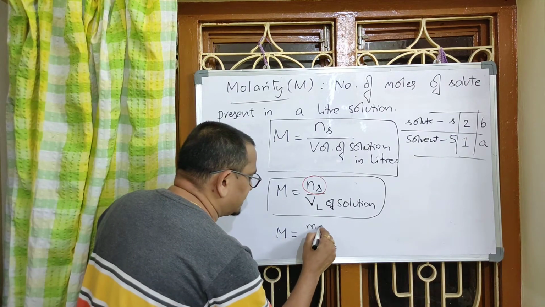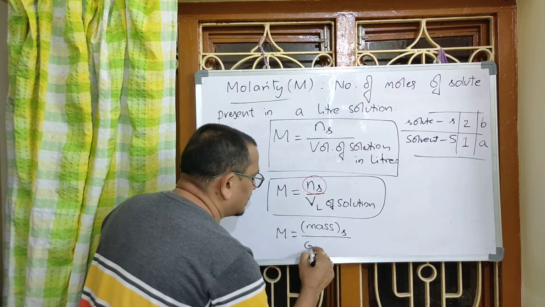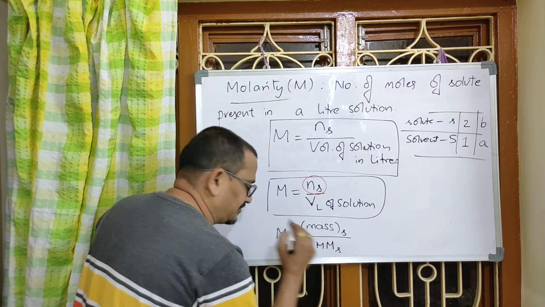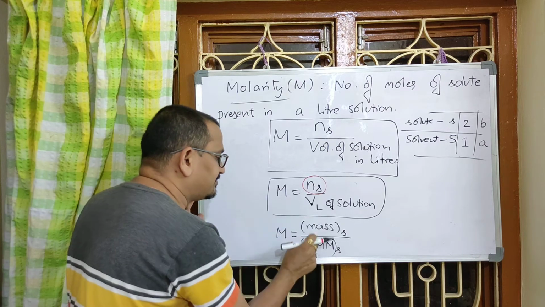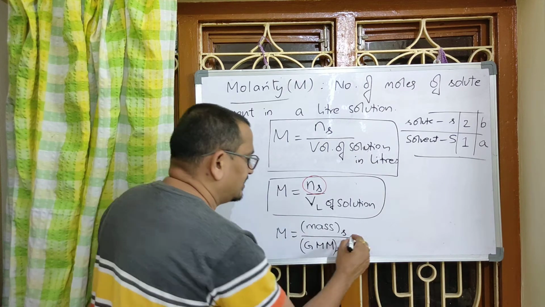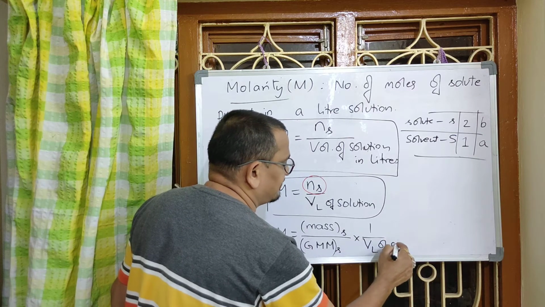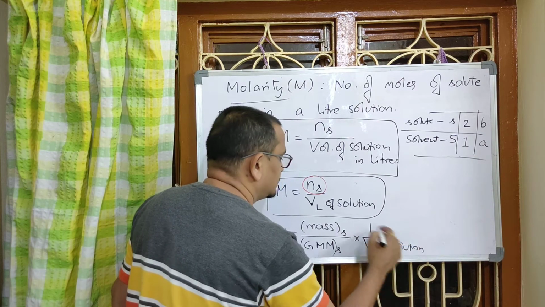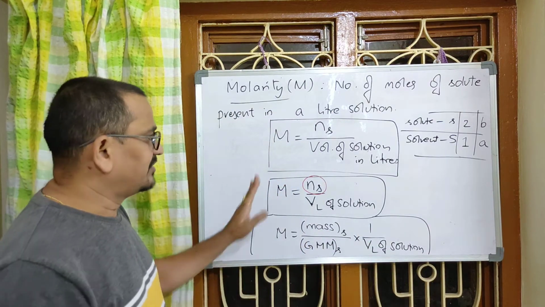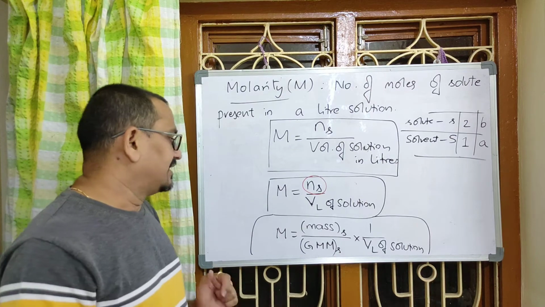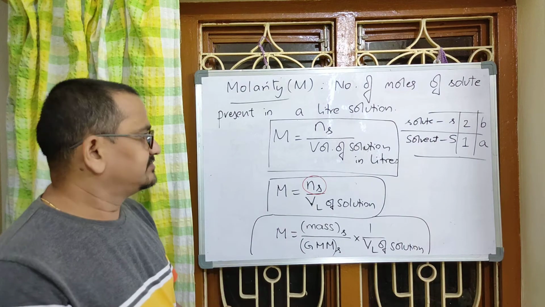So, it is nothing but mass of solute over gram molecular mass of solute. Number of moles means mass by gram molecular mass into 1 by volume of solution in liters, V liters of solution. So, this is the formula after expansion. You have to remember all these mathematical terms. Now, on these relations, numericals will be given.